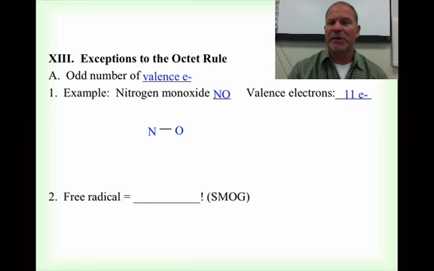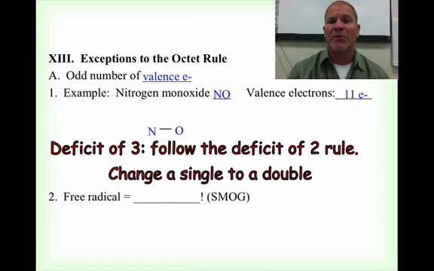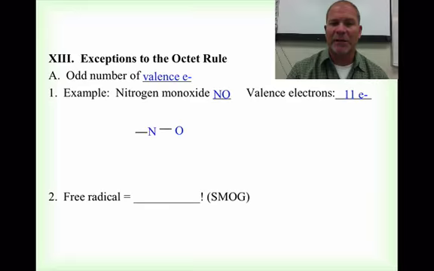Now, in this process, I've spent 2, and I have now 11 minus 2 is 9. I have 9 left. Well, both of them want 6 more, so I need 12, but I only have 9, so I have a deficit of 3. Remember that? I said with a deficit of 3, you don't jump up and follow the deficit of 4 rule, you fall back and follow the deficit of 2 rule, which means you make a single into a double. So I make a double.